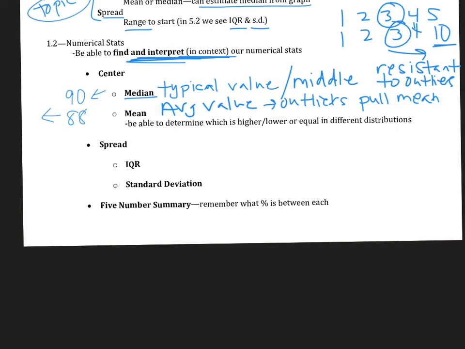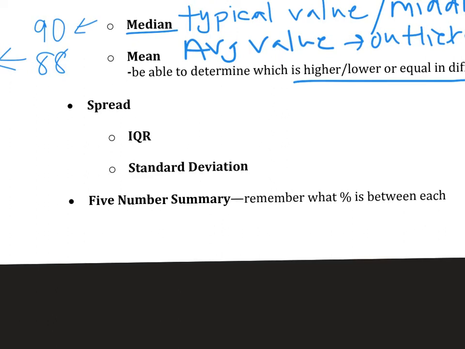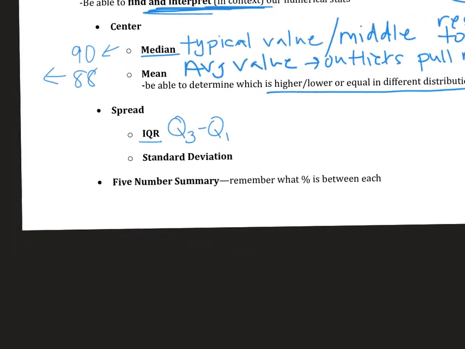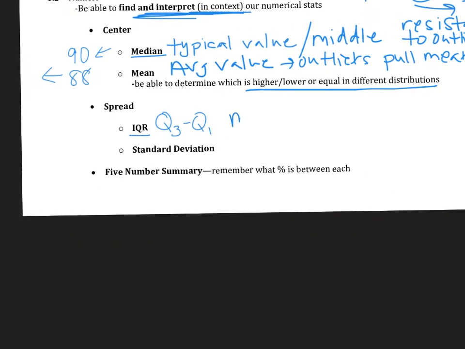All right. To be able to determine which is higher, lower, or equal in different distributions. I don't know what that means, but okay, it's there. All right, the spread. Now, there's just a bunch of different ways to talk about the spread. First of all, you could talk about the IQR, which is the interquartile range. The interquartile range is found by taking quartile 3 minus quartile 1, Q3 minus Q1. This is the middle half of data range. That's what that number is.